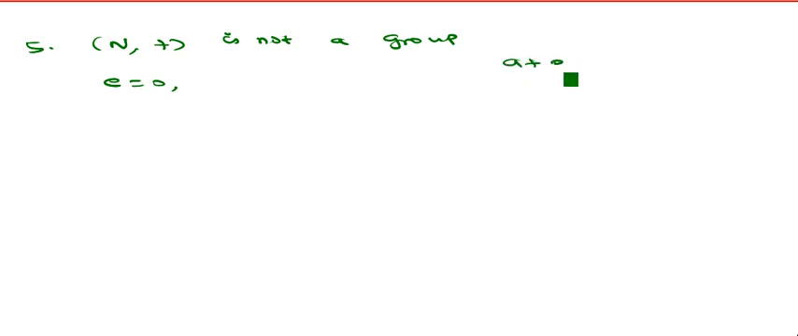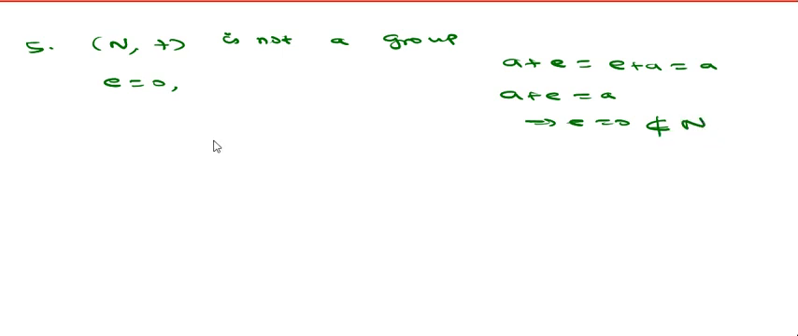Let us see this example. Natural numbers together with the operation addition is not a group, because here the identity element E would have to be 0, since 0 is the only element which satisfies that property: A plus E equal to E plus A equal to A. When we take A plus E equal to A, we get E equal to 0. But E equal to 0 does not belong to N.